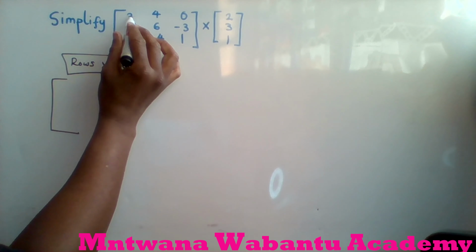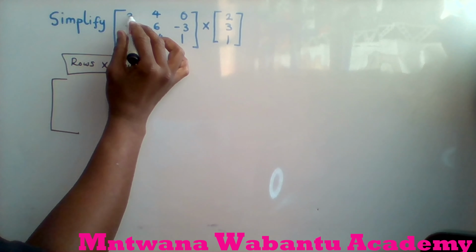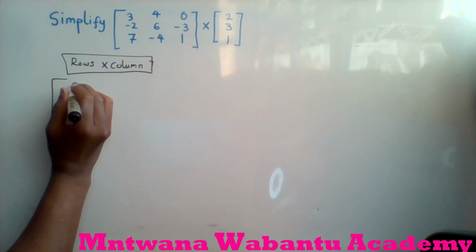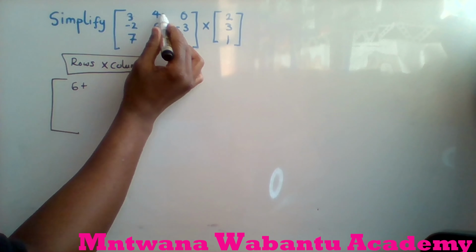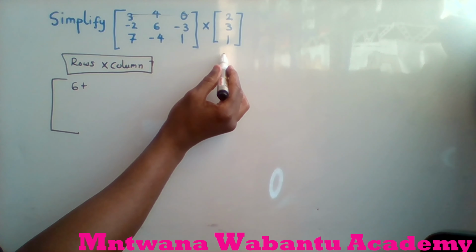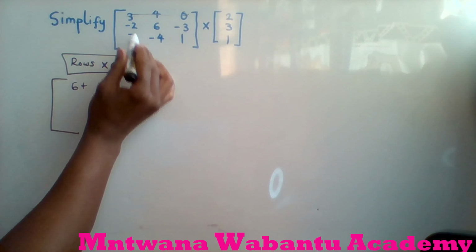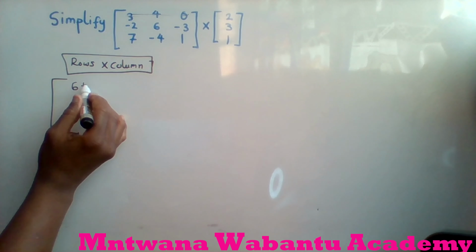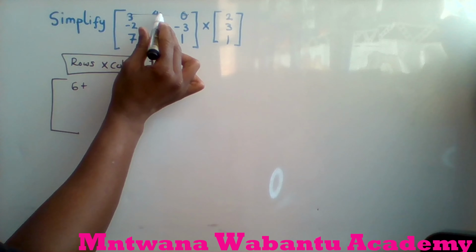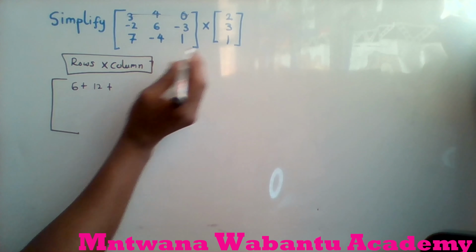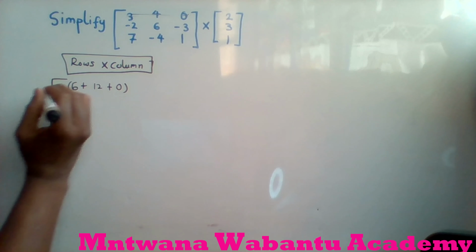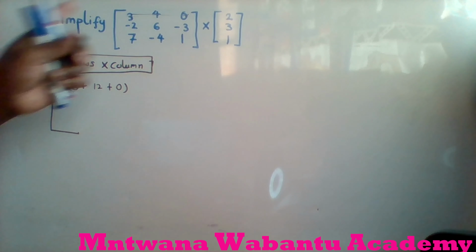So we go 3, first one with the first one. 3 times 2 is going to give us 6, and then plus. You're not done yet. Now this first row with the first column, row times column. 3 times 2, 6, and then plus, because you're not done with all the line. 4 times 3, 12. You're not done yet. 0 times 1 is 0. So first row with everything, we're done.